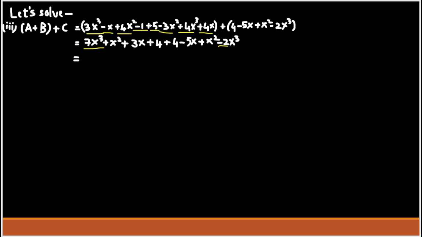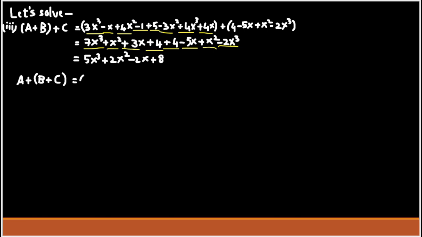The C polynomial is 4 minus 5x plus x square minus 2x cube. Now we are adding these two. We get 7x cube from the a plus b sum and minus 2x cube from the C polynomial, which is 7 minus 2 which is 5x cube. And x square from the sum plus x square from C which is plus 2x square.